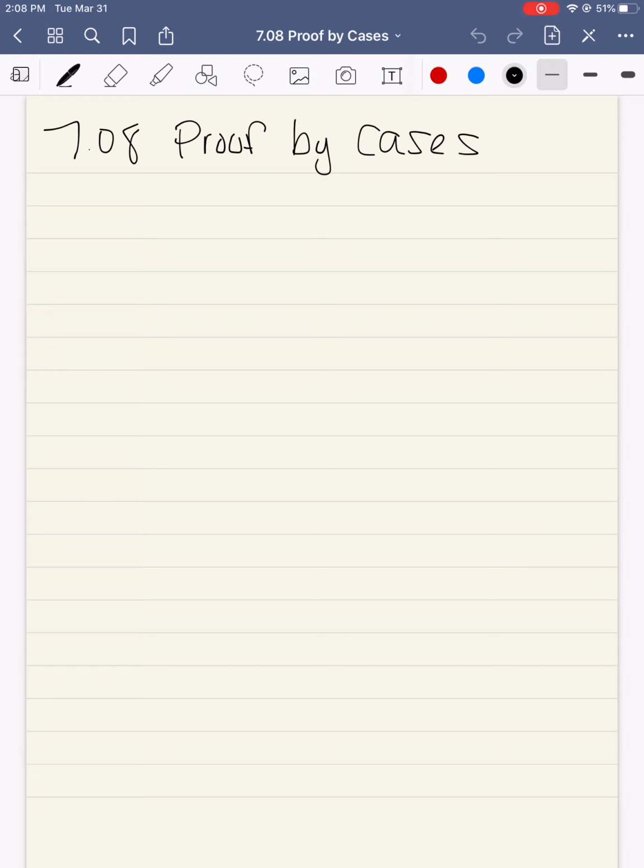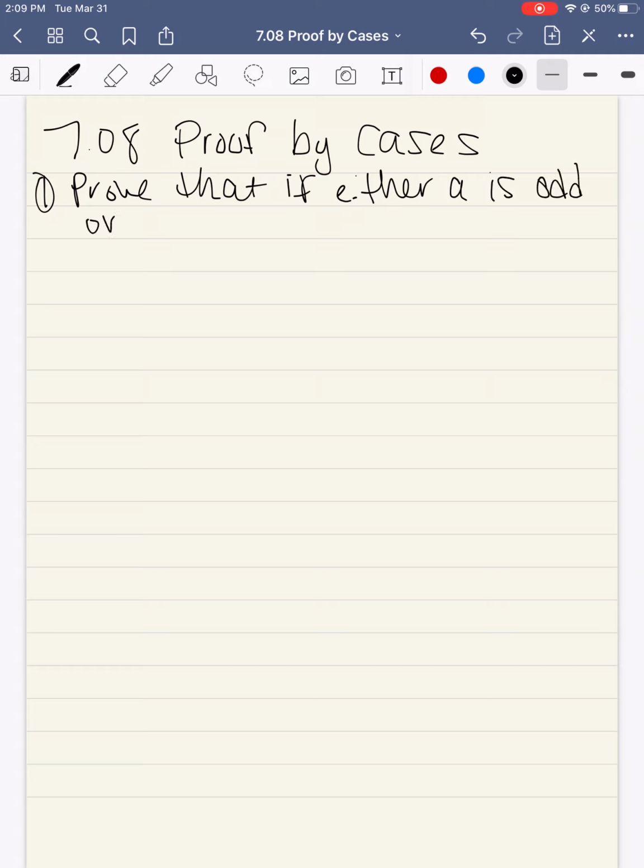And again, this is something that you use a lot of times when there are multiple possibilities for the truth of an entire statement. So let's go ahead and look at our first statement here. So we want to prove that if either A is odd or B is odd, then this expression a squared plus ab plus b squared is odd.